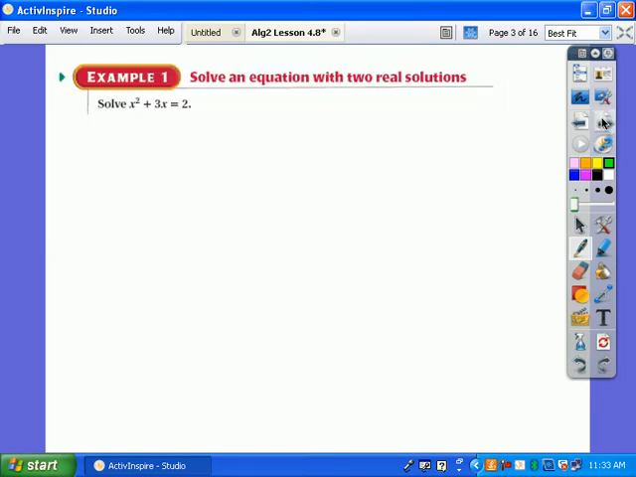So here's the first example. Nice looking quadratic equation. In this example, I'll go ahead and subtract the 2. So x squared plus 3x minus 2 equals 0. And for some of you who haven't had much experience with the quadratic formula, I would encourage you to actually write out a, b, and c. So a is 1, b is 3, c is negative 2.